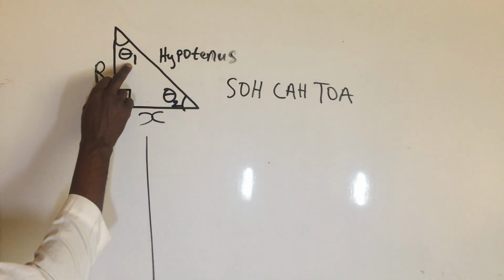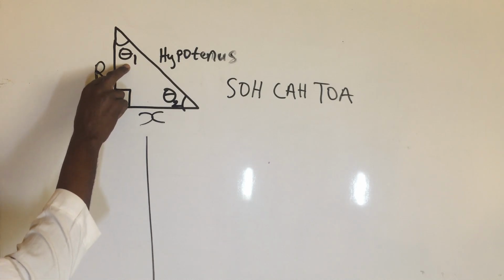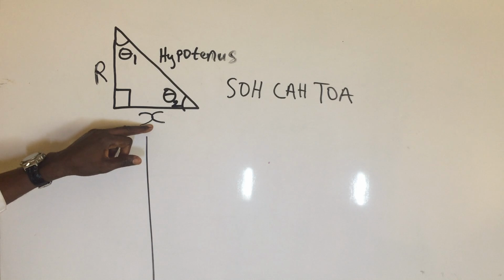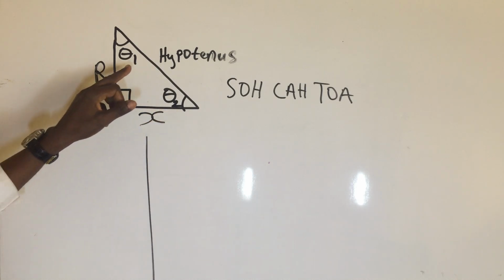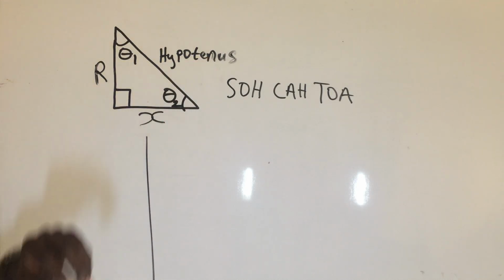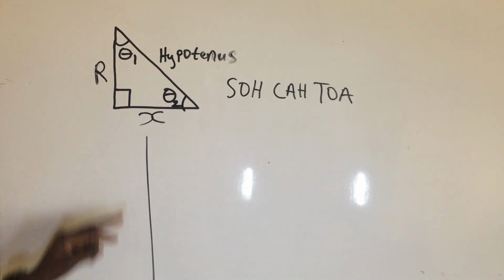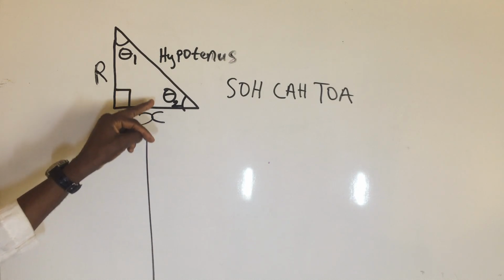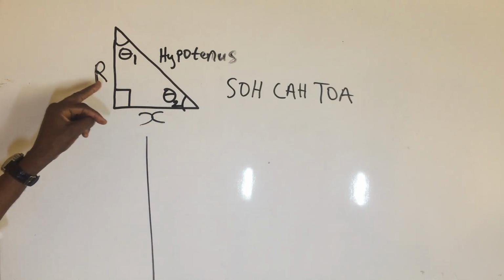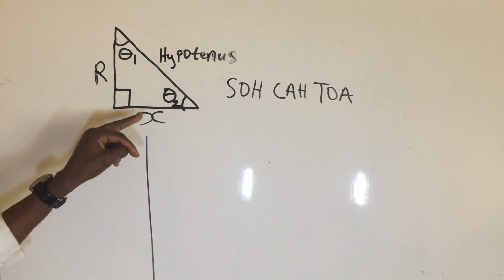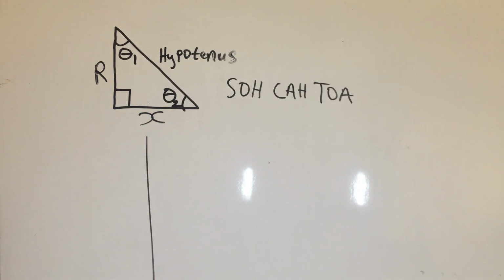Now, if I am referring to this theta 1 as my angle, this X here will become the opposite of it, and the R here becomes the adjacent of it, while this remains the hypotenuse. If I am referring to this angle, theta 2, as my angle, this side I name R now becomes the opposite, while this side I name X becomes the adjacent. Now, let us move on.